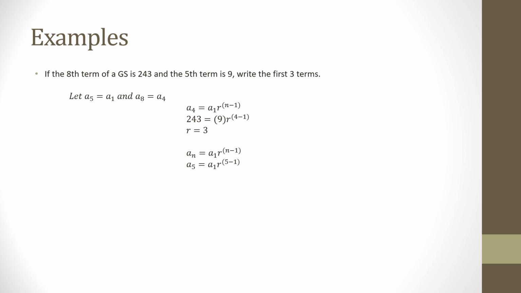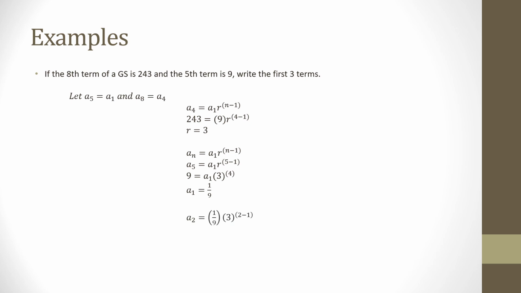So, a sub 1 na yung hinahanap natin. r raised to 5 minus 1. Okay? So, palitan mo lang yung given. This is 9, and r is 3. Okay? So, 9 is equal to a sub 1 times 3 raised to 4. a sub 1 will be 1/9. So, dahil nakuha mo na si a sub 1, pwede mo na siyang gamitin para makuha na yung second and third term. Okay? So, yan.